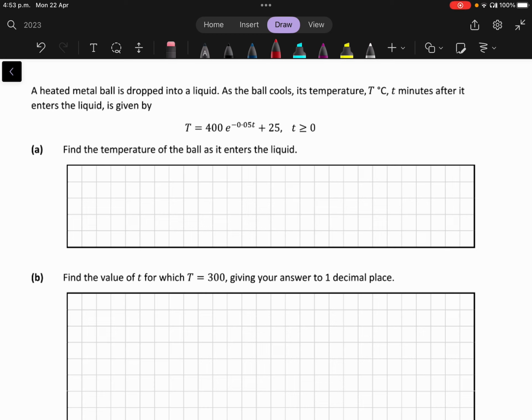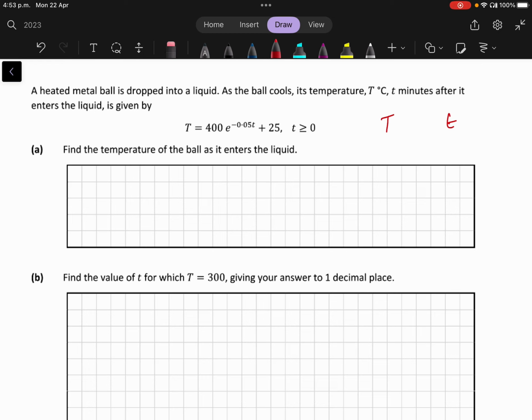Most of the time the questions you get will be application level questions, which are like this. So now here, let's try to read the question. So there is an equation which is given. A heated metal ball is dropped into the liquid. As the ball cools, the temperature T degrees Celsius, which is a capital T, minutes after it enters the liquid. So which means small t is the time and T is the temperature. So capital T is the temperature and small t is the time. So there are two variables here, which is capital T and small t. So that's what we have to register in our mind.